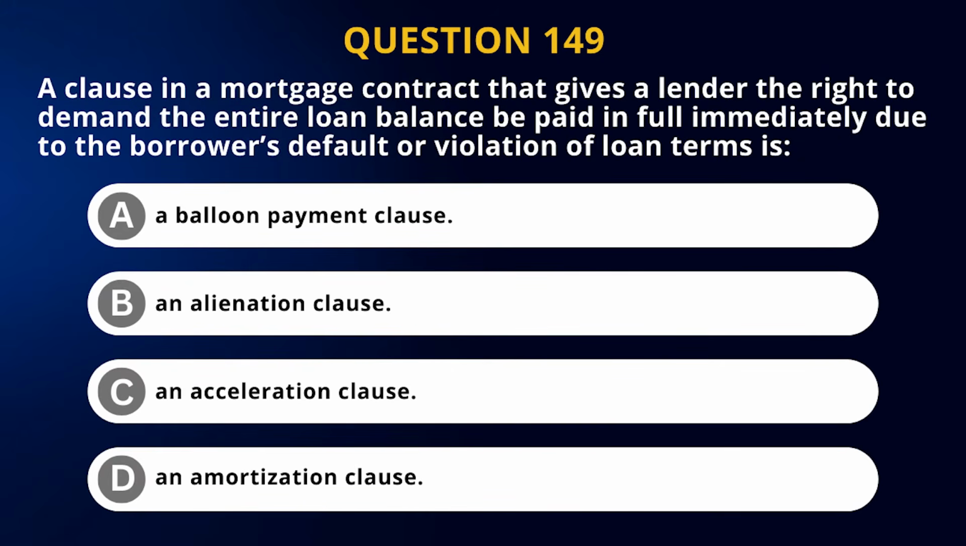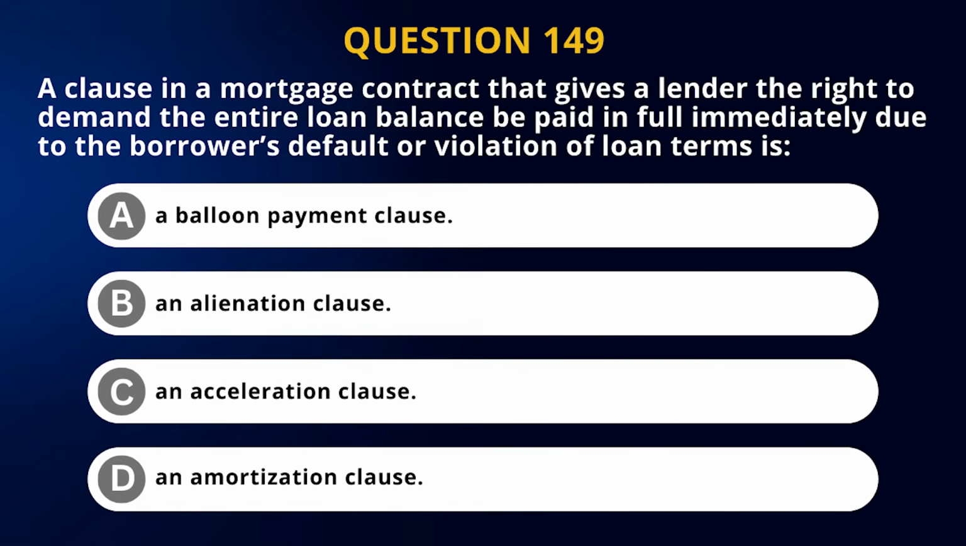Question number 149. A clause in a mortgage contract that gives a lender the right to demand the entire loan balance be paid in full immediately due to the borrower's default or violation of loan terms is called, letter A, a balloon payment clause. Letter B, an alienation clause. Letter C, an acceleration clause. Letter D, an amortization clause.